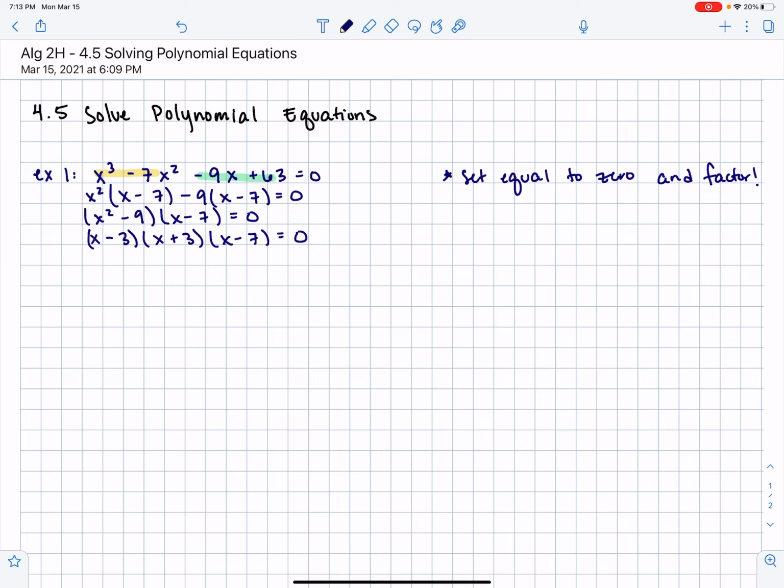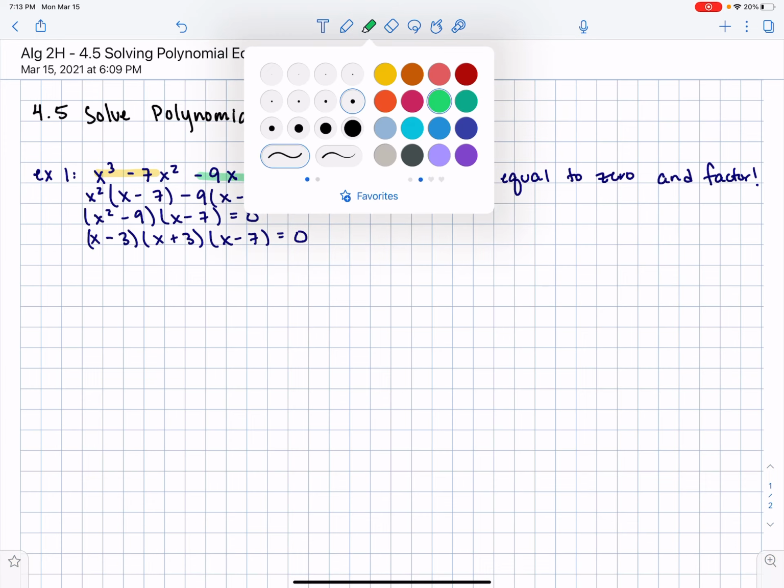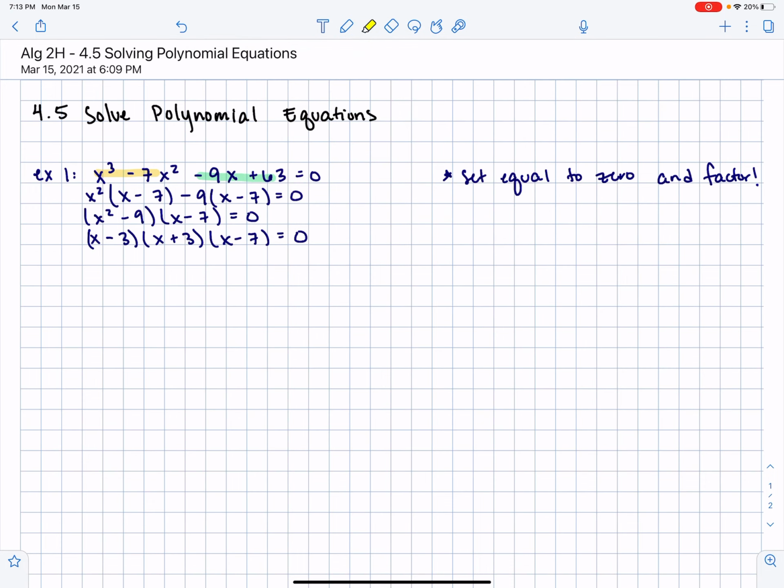And now we have the zero product property, stating that if our product is equal to 0, then at least one of our factors has to equal 0. So we can now split this up. We have x minus 3 equals 0, x plus 3 equals 0, x minus 7 equals 0. Now when you solve each of these, we get x is equal to 3, x is equal to negative 3, and x is equal to 7. And those are all three of our answers.